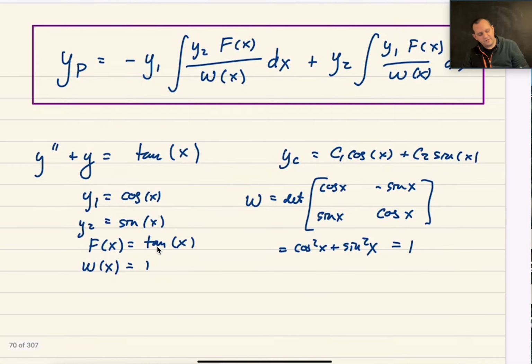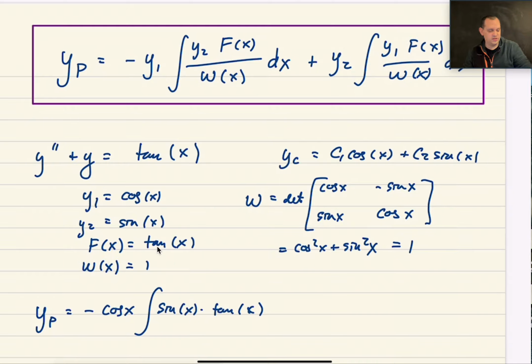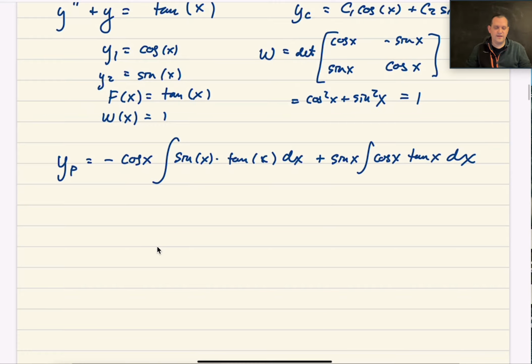And with that, we can find the particular solution. The particular solution is going to be minus y1, so minus cosine of x, times the integral of, let's see, sine of x times tangent of x. We would also normally divide by the Wronskian, but the Wronskian is just 1. Okay, and then plus, let's see, y2 is sine of x times the integral of cosine of x tangent of x dx.